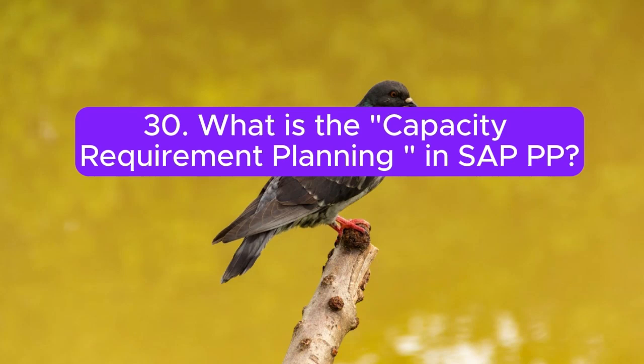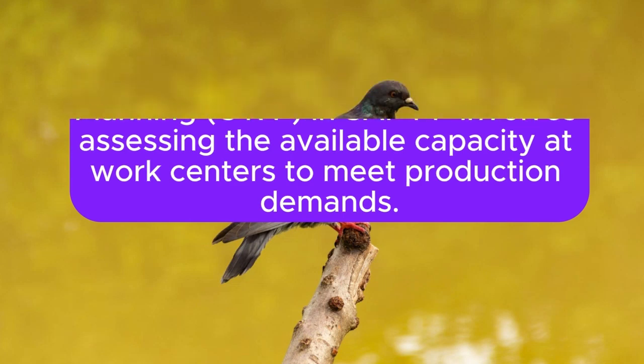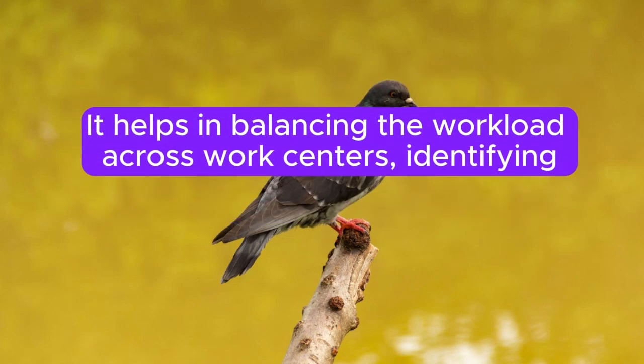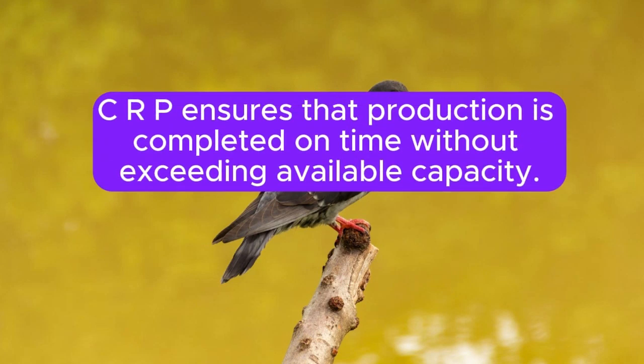30. What is the capacity requirement planning in SAP PP? Answer: Capacity Requirement Planning (CRP) in SAP PP involves assessing the available capacity at work centers to meet production demands. It helps in balancing the workload across work centers, identifying capacity overloads or underutilization, and optimizing resource allocation. CRP ensures that production is completed on time without exceeding available capacity.